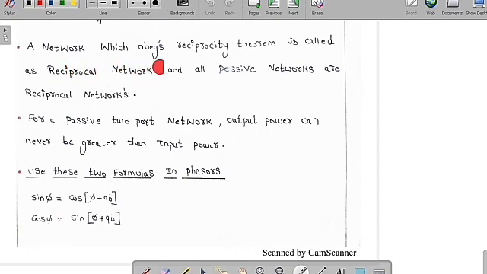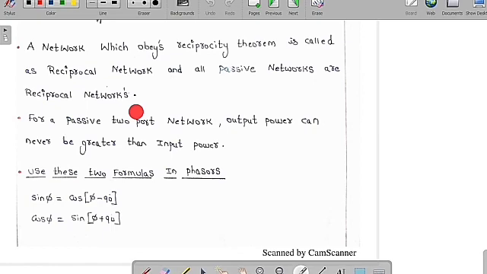A network which obeys the reciprocity theorem is called a reciprocal network. Any network which satisfies the reciprocity theorem is called a reciprocal network, and all passive networks are reciprocal networks. It's a very important point. If the network contains only passive elements, because all passive elements are linear bilateral elements, it is going to satisfy the reciprocity principle. Because of that we can say it is a reciprocal network.